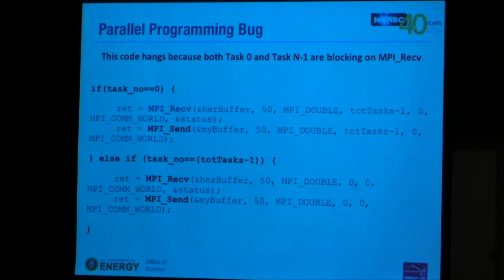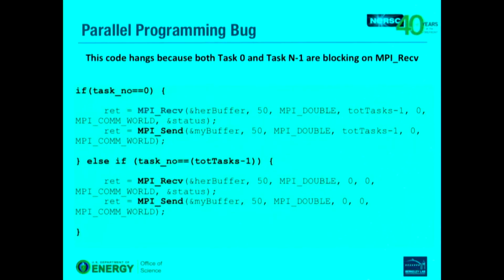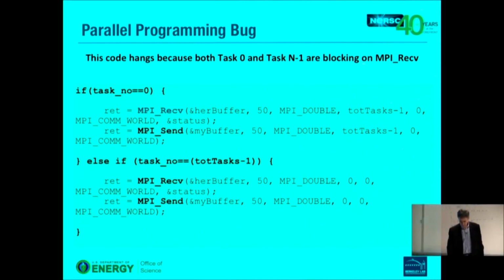So here's a very simple parallel programming bug. Let's see if I can get the mouse to work. Task 0 is trying to send a message to task n-1, where n is the total number of tasks. But they both call MPI receive, which is a blocking MPI function. So they're both waiting on each other to send something before they send to the other. Obviously, this is never going to complete. So how could you use a tool to help you find this?